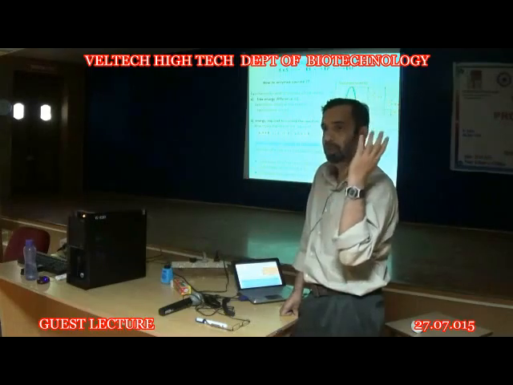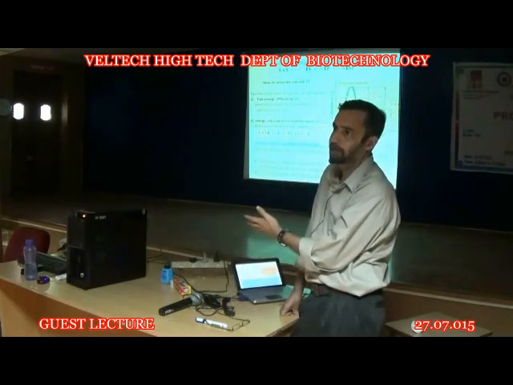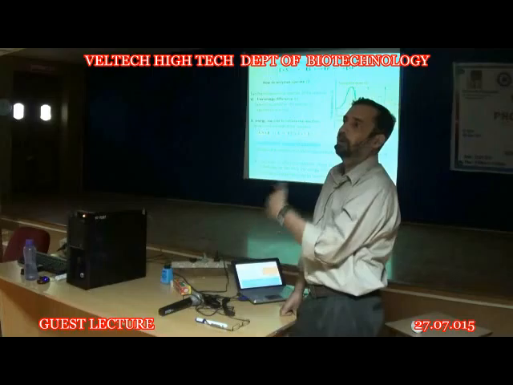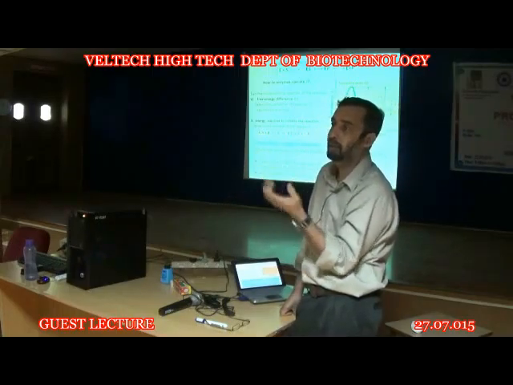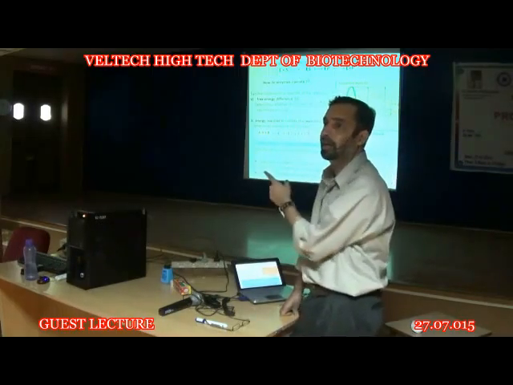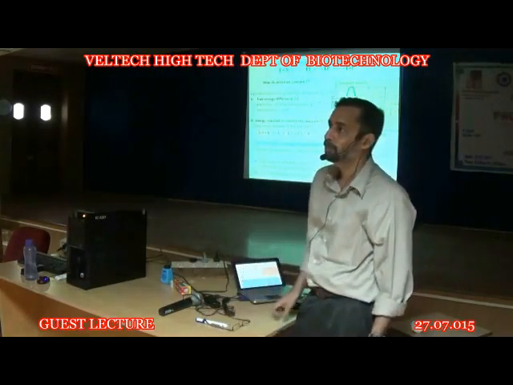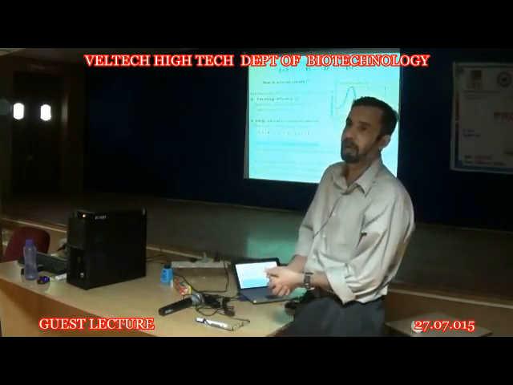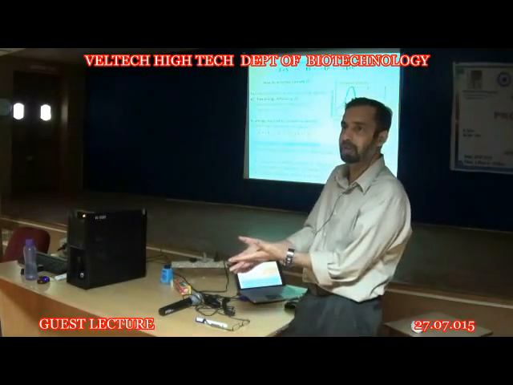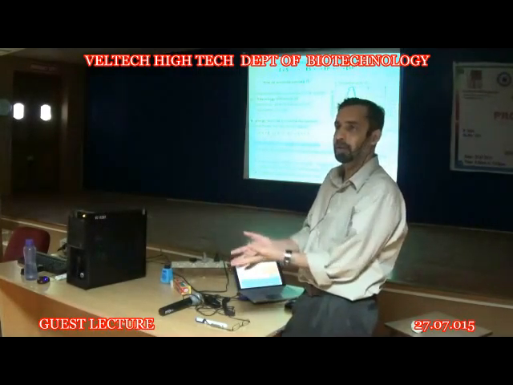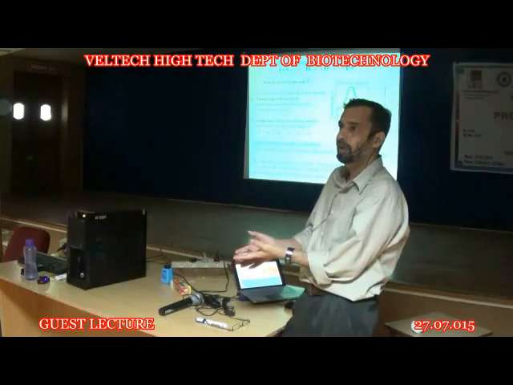Okay, from substrate to product. The process is going to be spontaneous, right? All of you know. Glucose becoming carbon dioxide and water, delta G is actually negative. What does this mean? It is going to happen spontaneously. Why do you need an enzyme then?